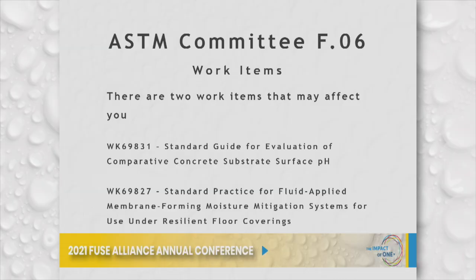Also want to make you aware of some work items within F6. There are two work items that may affect you. The first is a standard guide for evaluation of comparative concrete substrate surface pH. That's a great name. We are trying to remove pH testing from F710. It never should have been there, and a number of us are trying to get it removed. However, there's a whole other group that says, well, if you remove it, we've got to have some kind of test that we can use because we want to know about pH.